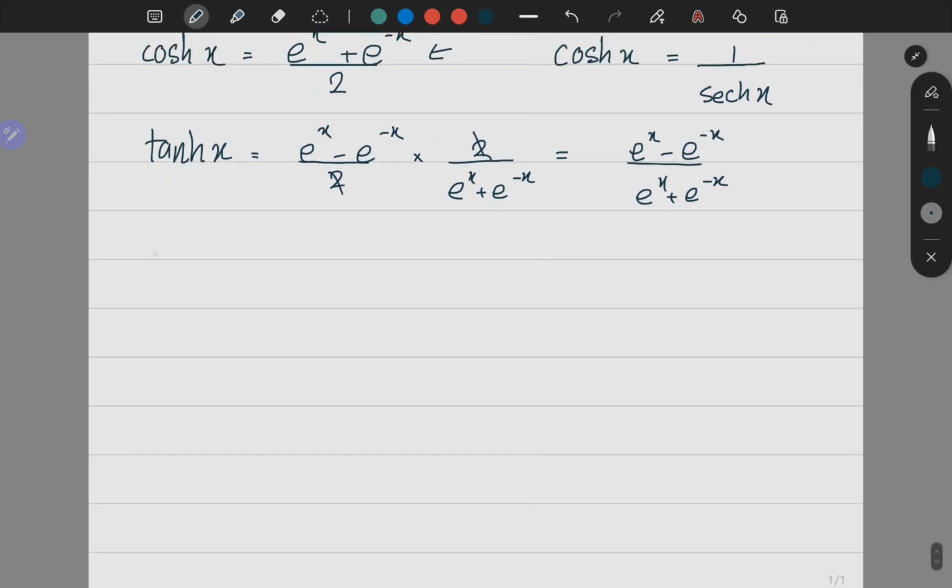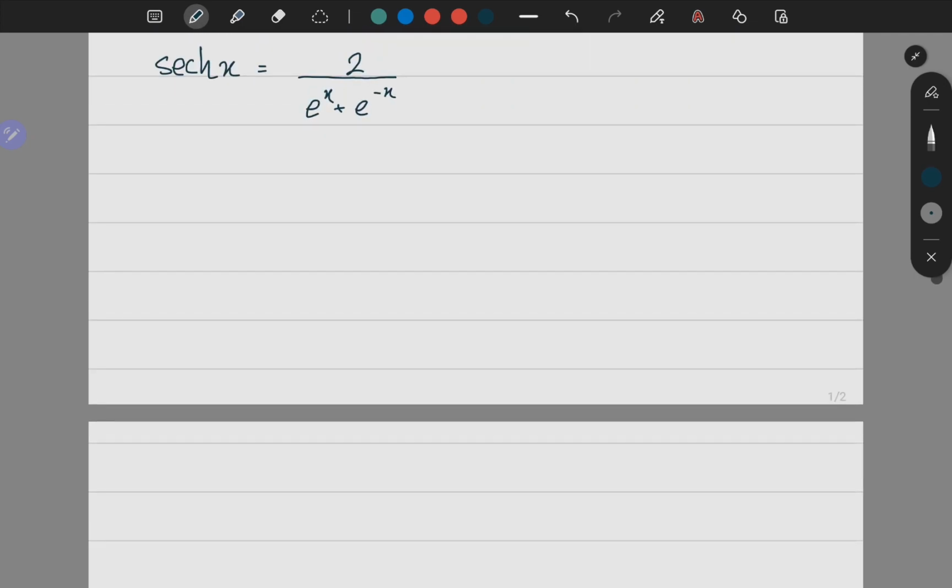Alright, next let's get sech x. This is the reciprocal of cosh, so 2 over e to the x plus e to the minus x. I will leave a copy of my notes, not these ones, different ones, in the description, so you can follow through if you want to. Okay, the next one is cosech x. This is going to be 2 over e to the power x minus e to the power minus x.